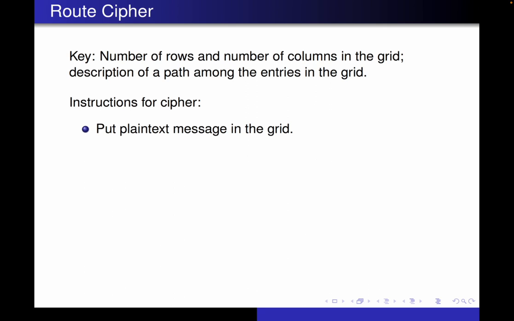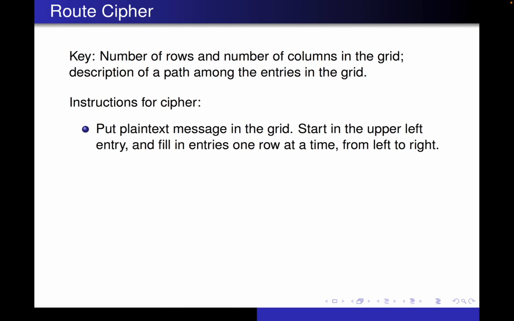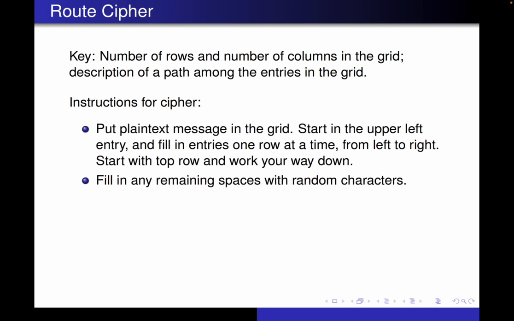So for the instructions for the cipher, we're going to put the plain text message into the grid. The orderly way that we're going to do it is start in the upper left entry, fill out each row one at a time, and we fill it out from left to right. And we start with the top row, and then we work our way down to the bottom row. At the end, you may have some empty entries, and we just fill in those remaining spaces with random characters. This is called null characters. They're going to show up here, and they're also going to show up in one of our other transpositional ciphers.